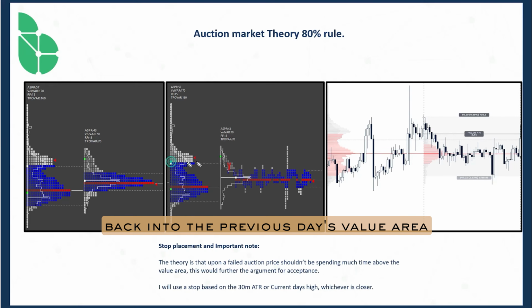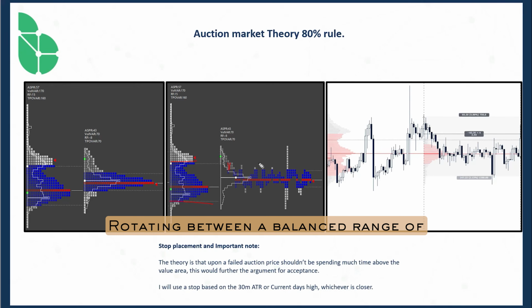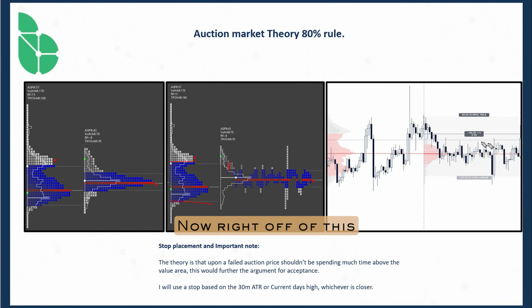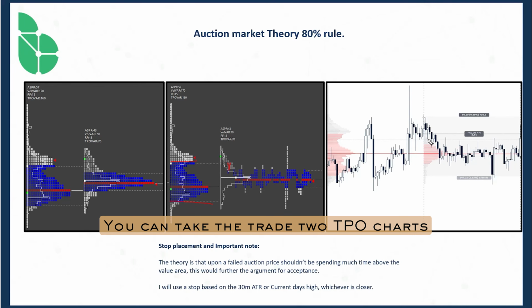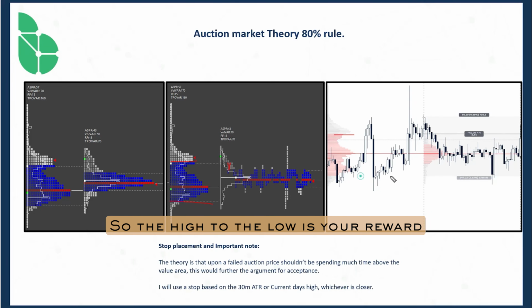Regain acceptance back into the previous day's value area. We're looking to continue that pattern of rotating between a balanced range of, I think it was around $220 in this case. Right off of this, you can actually take the trade, 2 TPO charts, 2 30-minute candle bars. And the idea is that we're going to rotate from the high to the low. So the high to the low is your reward in this case.